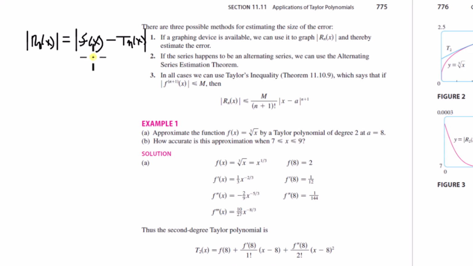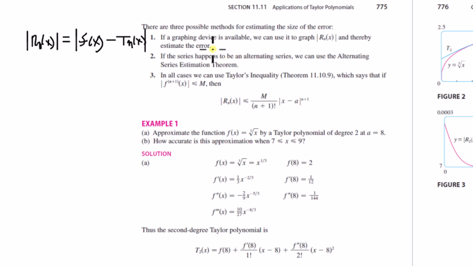So just graph it. If this is simple to do, then why not do this? In this case, you could actually get the exact value of R sub n of x. Okay, but it won't always be the case that you actually have the function. Either that, or maybe this is too complicated to do for some reason.